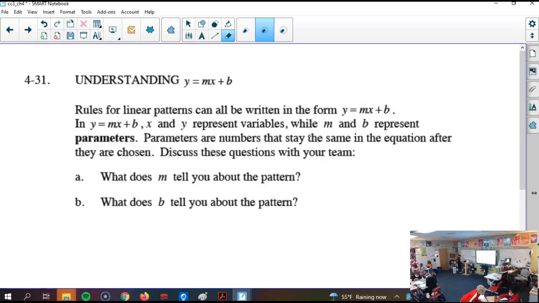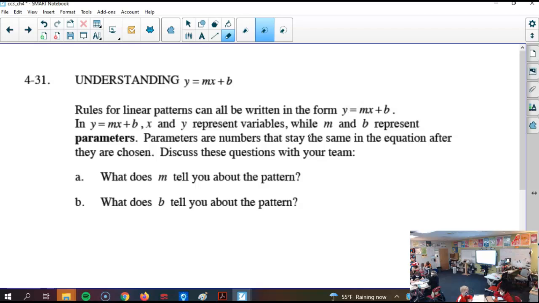So, parameters is just a fancy way of saying the slope. Once we figure out what the slope is, slope stays the same. The y-intercept, once we figure out what the y-intercept is, it stays the same. So like these equations we did yesterday, as you move up the line, the slope doesn't change, and the y-intercept doesn't change because we're moving up the line. We're moving at the same slope, and we're moving from the same y-intercept.